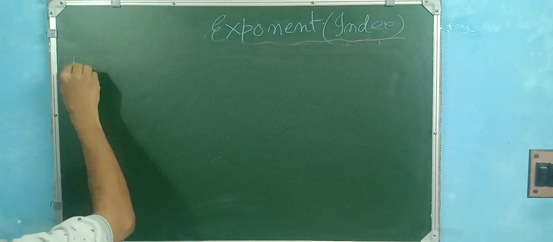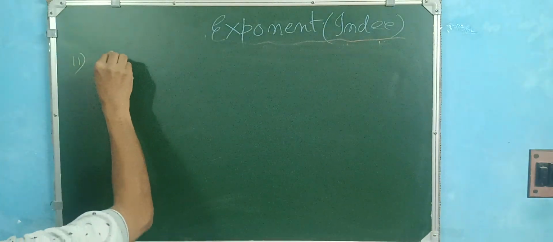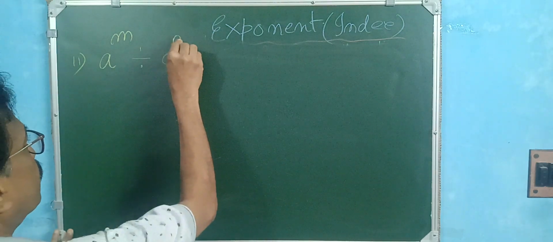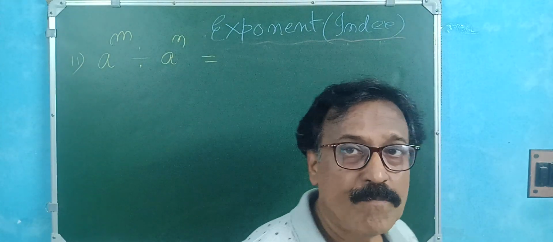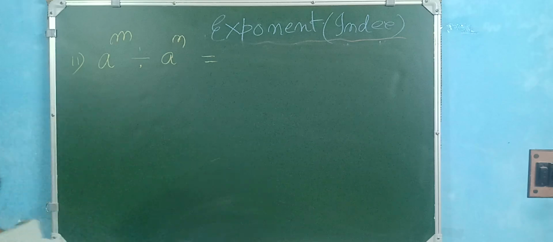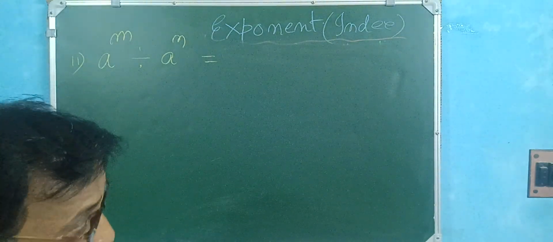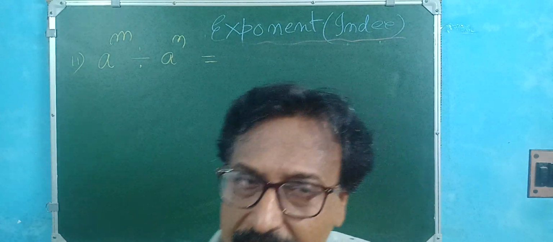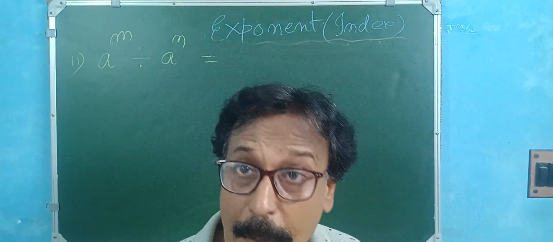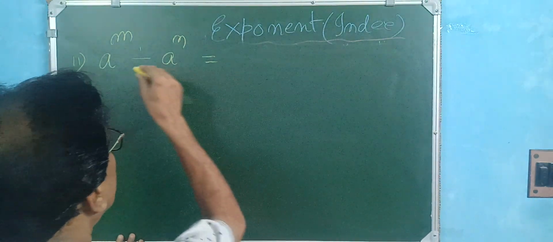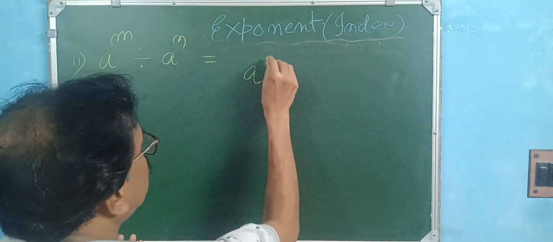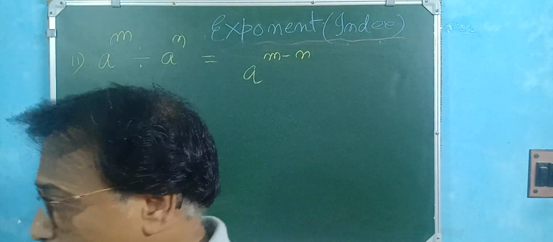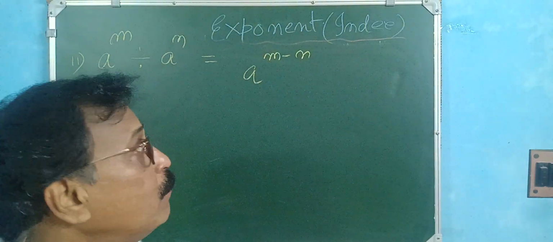Law number 2 is a to the power m divided by a to the power n. In the previous video we applied multiplication, here it is division. To remember this: in multiplication, a to the power m into a to the power n, when the bases are the same, the powers are added. But here it is a division, so don't panic. When the bases are the same and we divide, the power will be subtracted. Very easy. Clear?